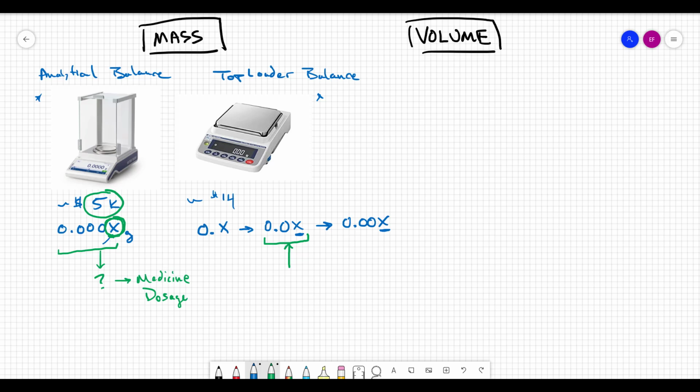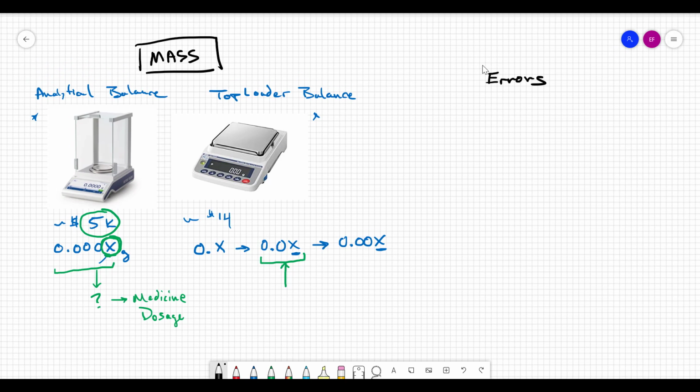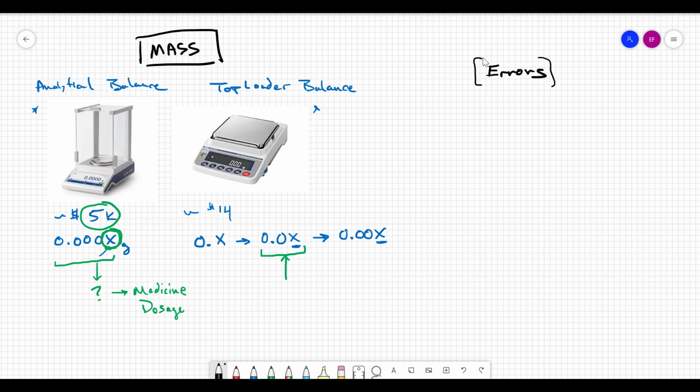when you're doing that. The other consideration you need to think about when choosing the right tool for analysis are what are the possible errors that could manifest with my chosen tool. So what are some errors in the analysis of mass in a chemical lab? Well, you could probably think through several of these things. So brainstorm a little bit.